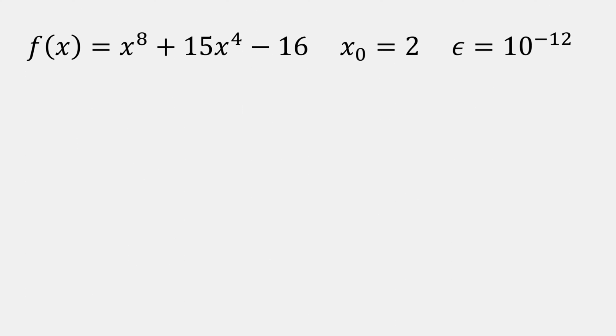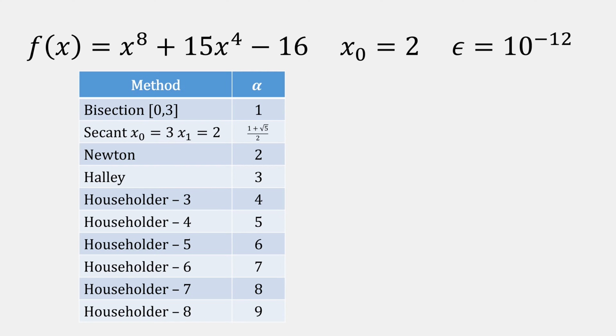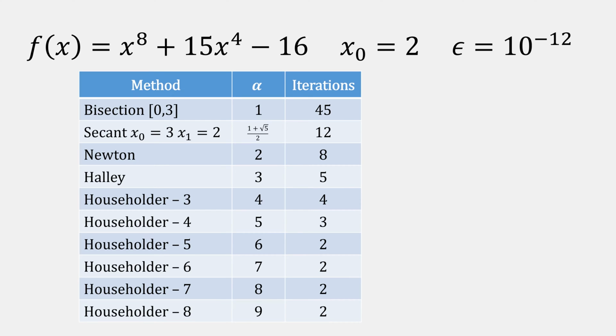Let's evaluate the function of x to the 8th plus 15x to the 4th minus 16 using these root finding methods with increasing alphas. Here are the number of iterations it takes to find the root, starting with about 45 with bisection, and then slowly increasing in speed, lowering the number of iterations until about 2 where it plateaus.